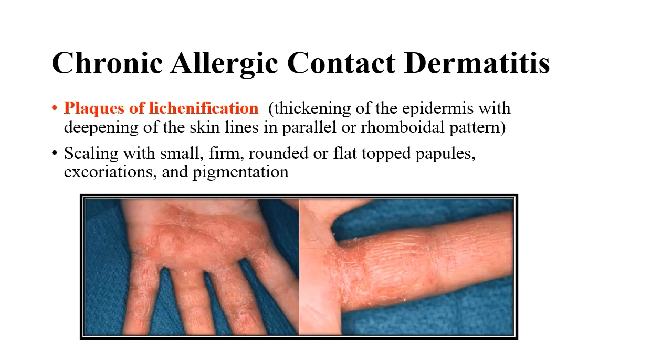Third is chronic allergic contact dermatitis. In this, we'll see plaques of lichenification, that is the thickening of epidermis with deepening of skin lines in parallel or rhomboidal pattern. They can be scaling with small, firm, rounded or flat-topped papules, excoriations and pigmentation. This is chronic allergic contact dermatitis because of a PlayStation controller.